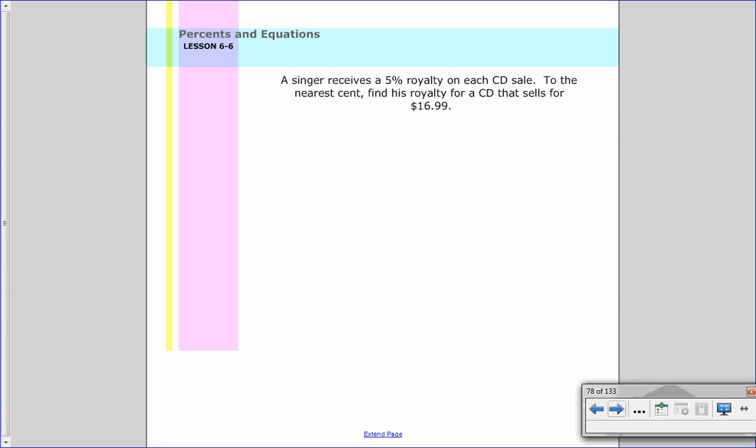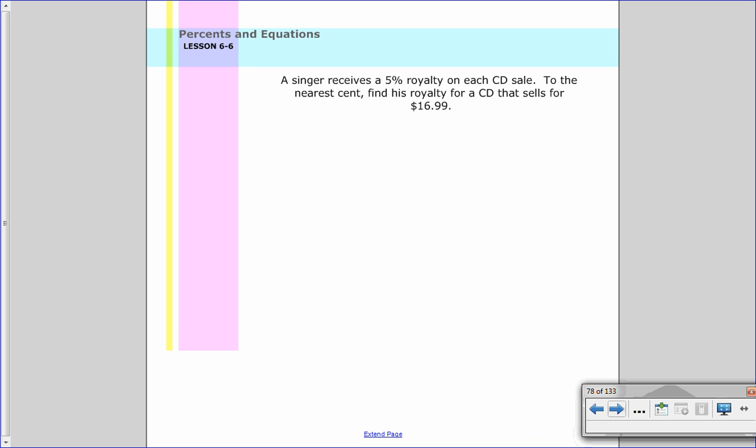Here's this one. Now it's your turn to solve it. A singer receives a 5% royalty on each CD sale. To the nearest cent, so in the hundredths place, find his royalty for a CD that sells for $16.99. Like I said, it's your turn. Go ahead and solve this and come back and check your answer. So go ahead and pause me now.